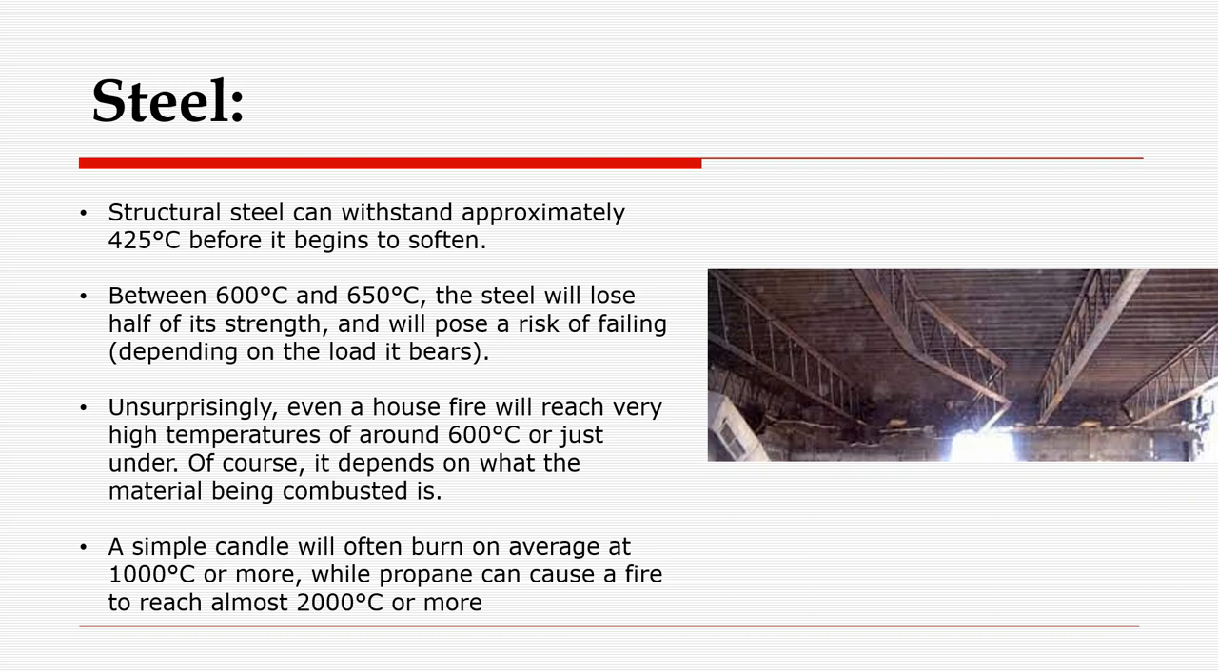So when something is burning inside of a building, a house, or a warehouse, the fire temperature may be in excess of this 425 degrees that causes softening of the structural steel easily. Between 600 degrees and 650 degrees, the steel will lose half of its strength and will pose a risk of failing depending on the load that it bears. So we'll talk a little bit about live loads and dead loads in a little bit.